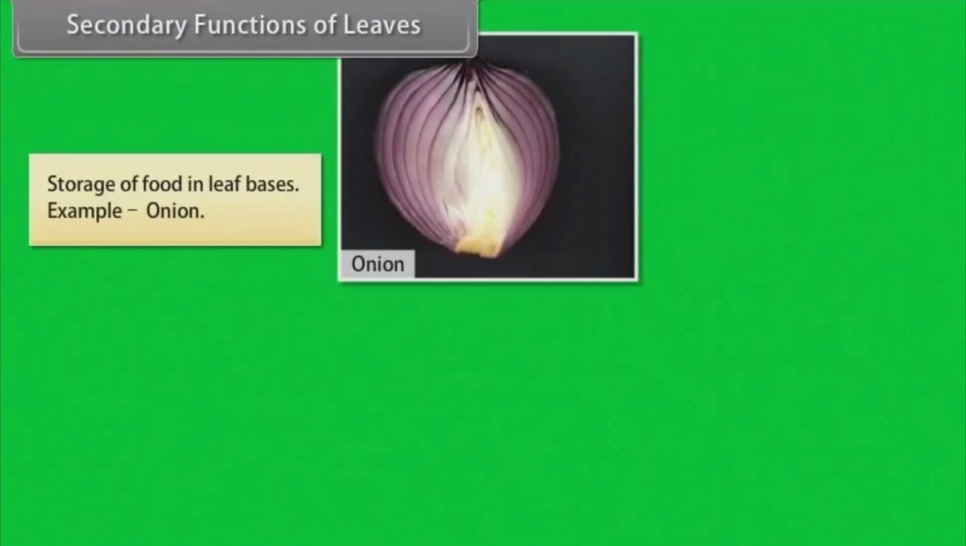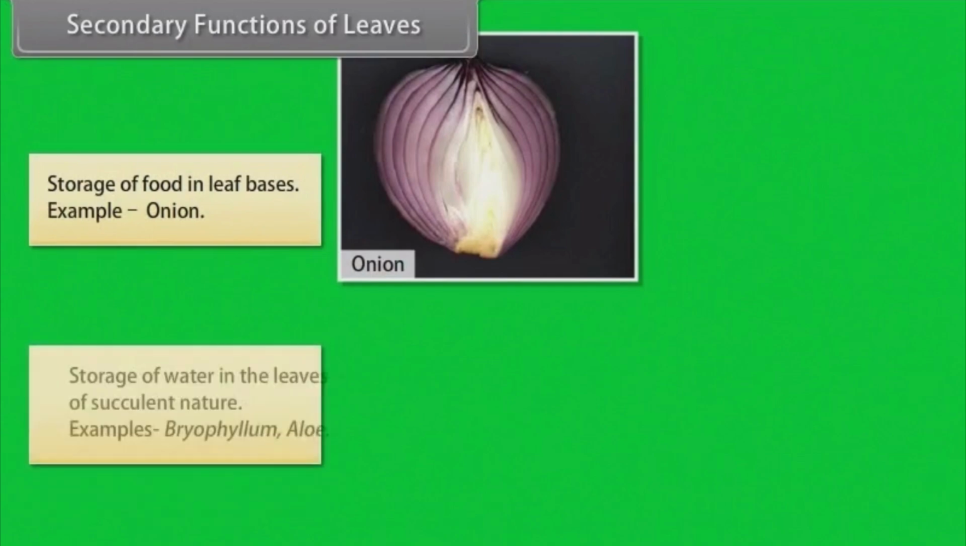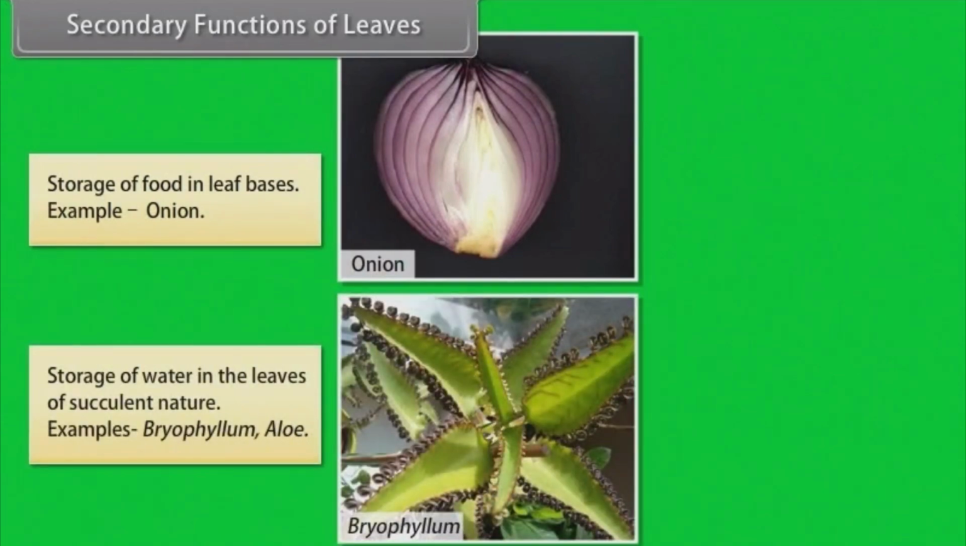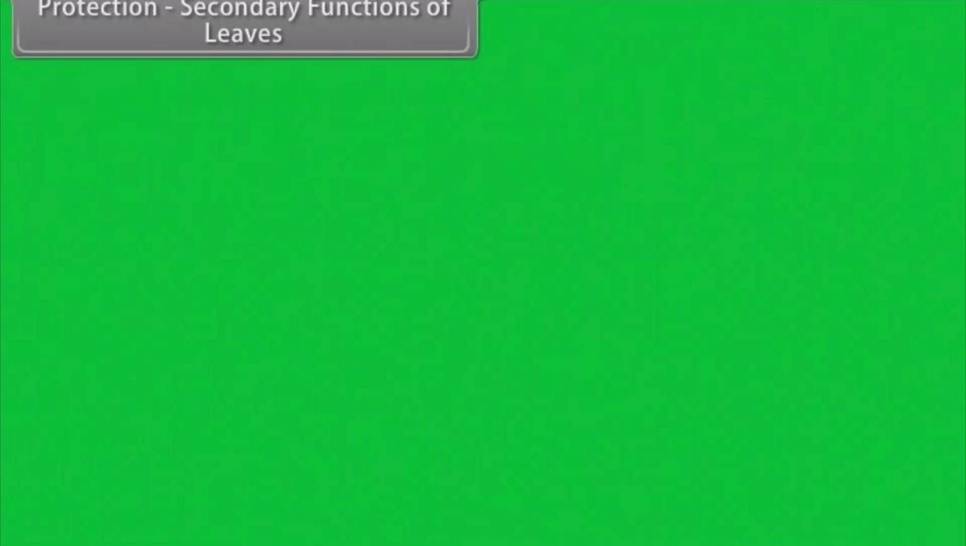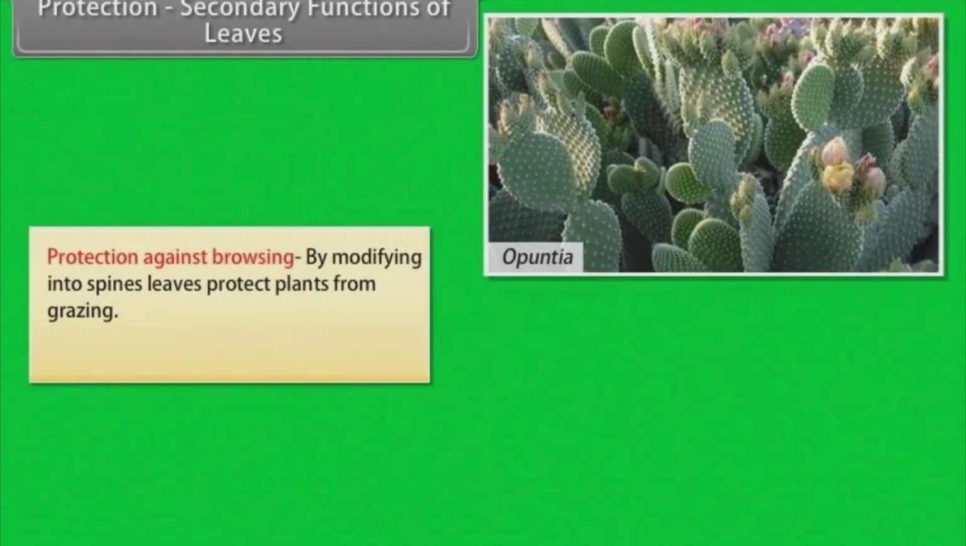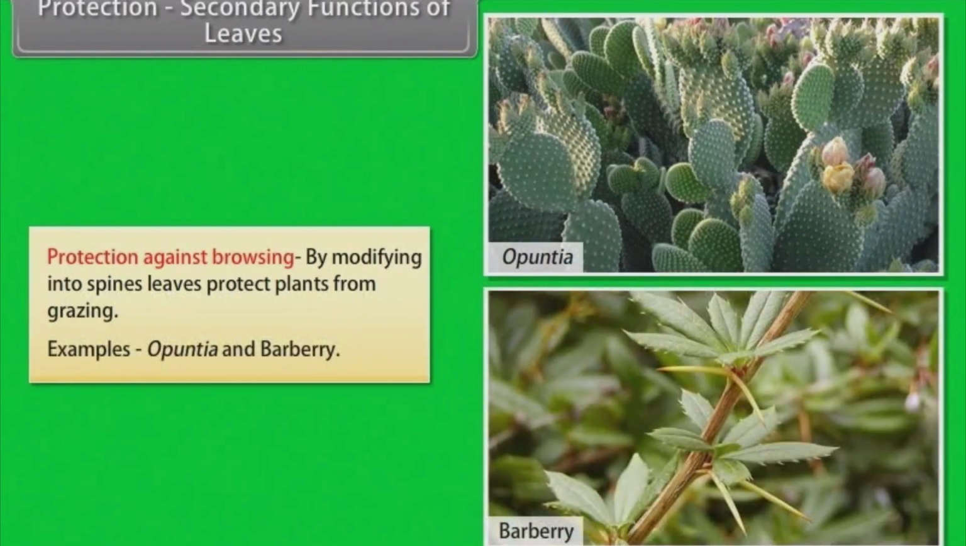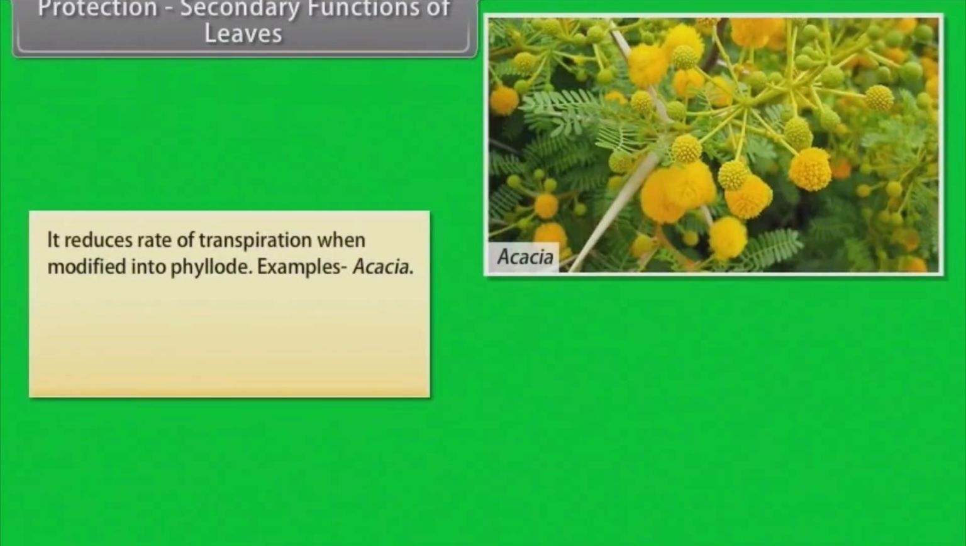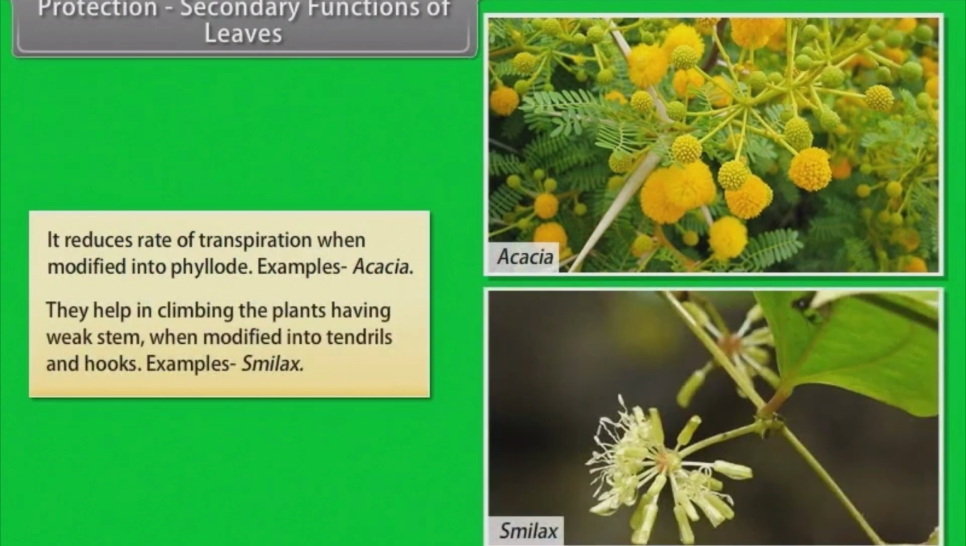Secondary functions of leaves. The storage of food in leaf bases. Example: onion. The storage of water in the leaves of succulent nature. Example: Bryophyllum, aloe. Protection. Protection against browsing: by modifying into spines, leaves protect plants from grazing. Examples: Opuntia and barberry. It reduces the rate of transpiration when modified into phyllodes. Examples: acacia. They help in climbing the plants having weak stem when modified into tendrils and hooks. Examples: Smilax.